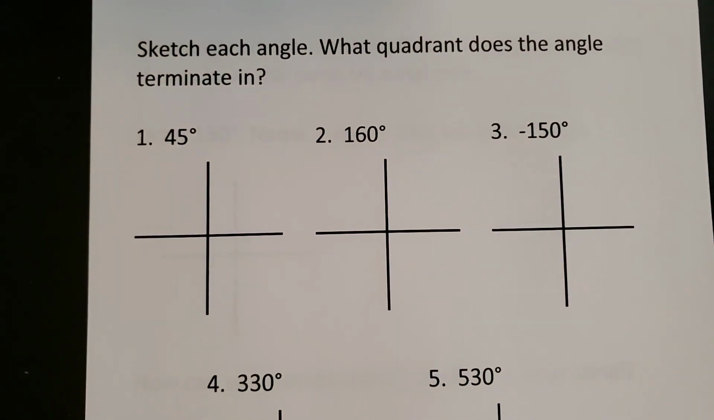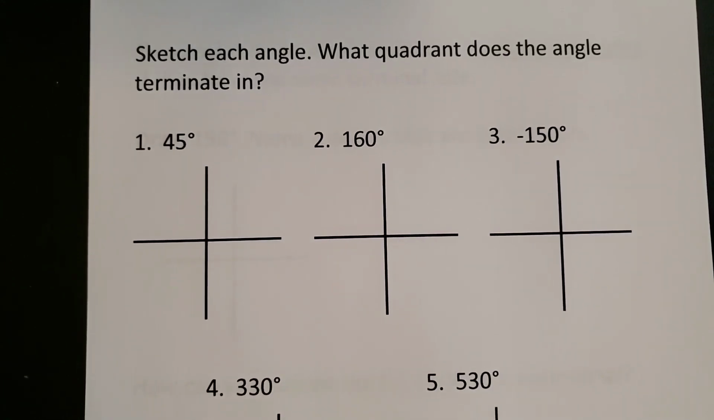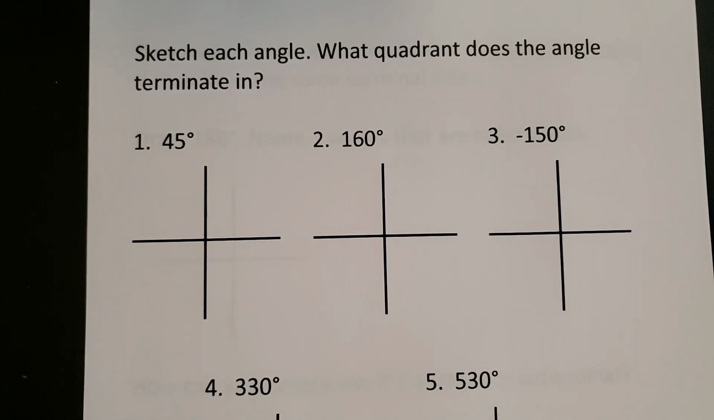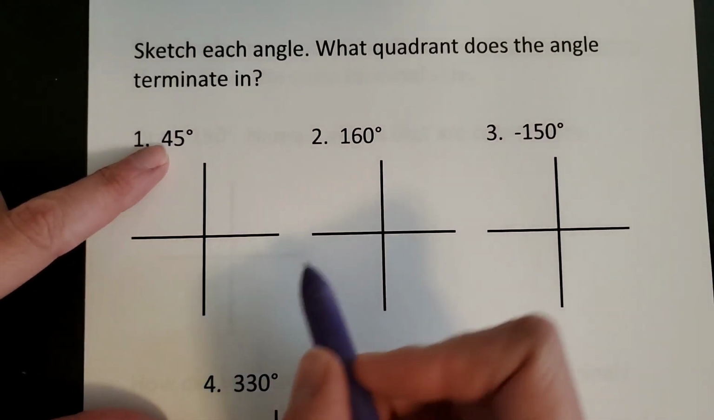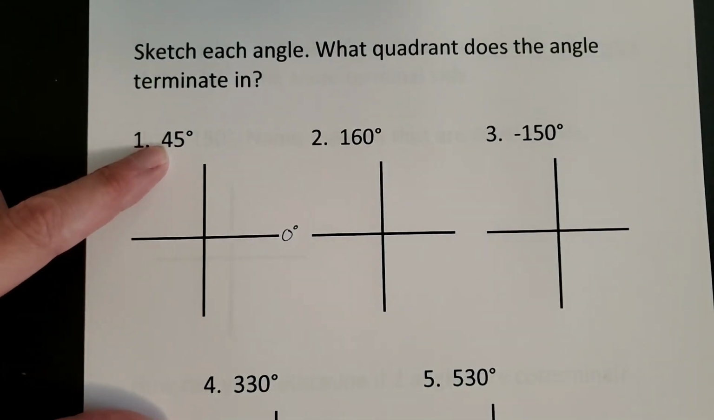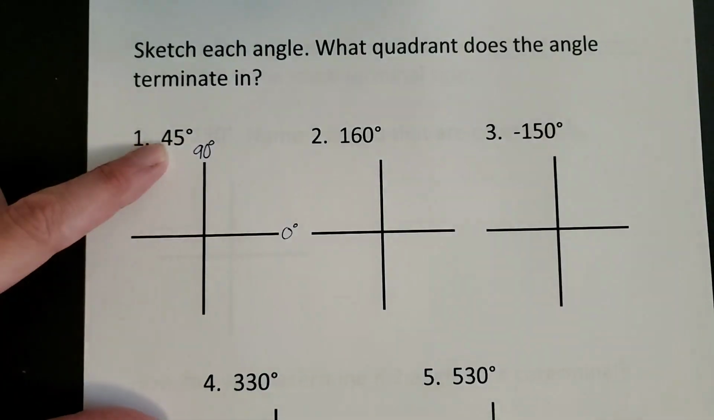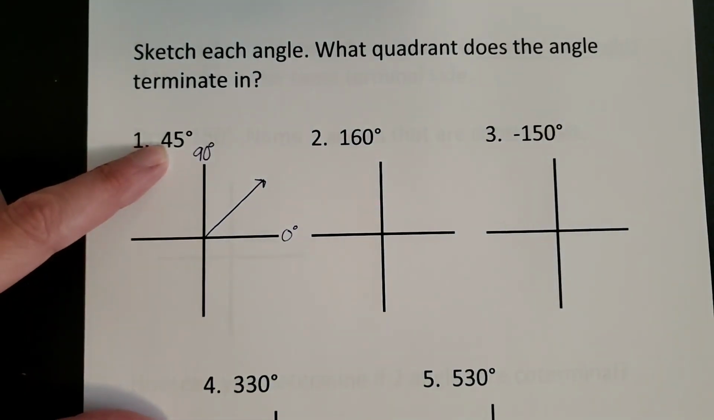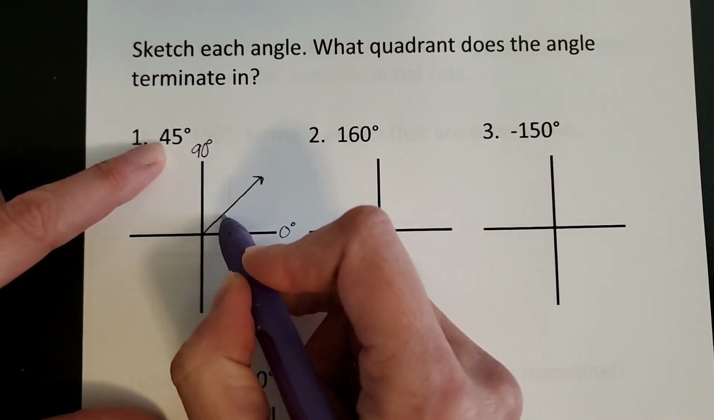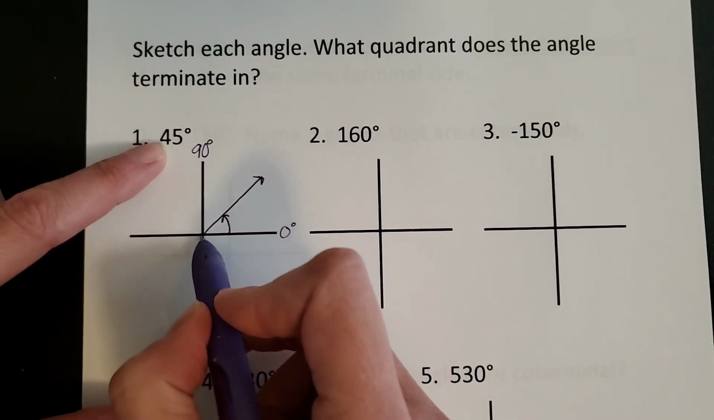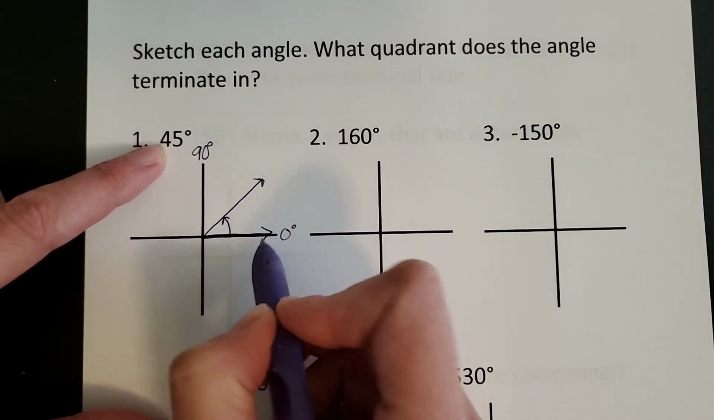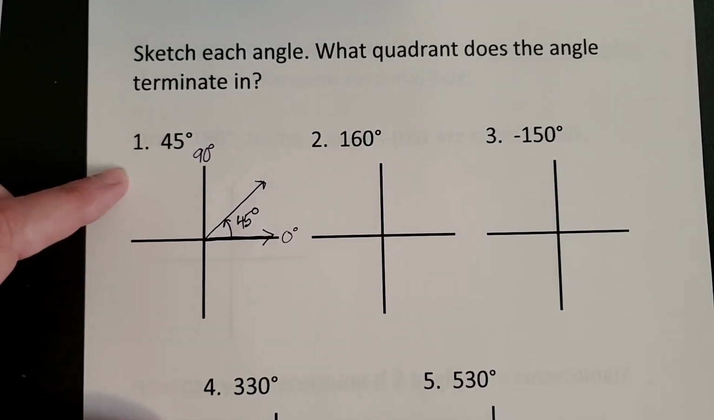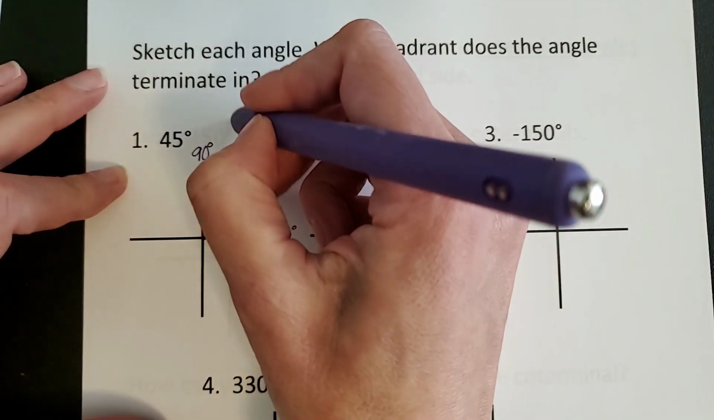So let's do a little sketching of angles here, okay? And we want to talk about what quadrant the angles terminate in. So if I'm going to look at 45 degrees, this right here is always 0 degrees, and we know straight up top is 90 degrees, and so 45 is going to be right in the middle. I'm going to place it there with an arrow, and then I'm going to draw the arrow of what direction, and you can draw that initial side there. And I would label that 45 degrees. What quadrant is that in? That is in quadrant 1.